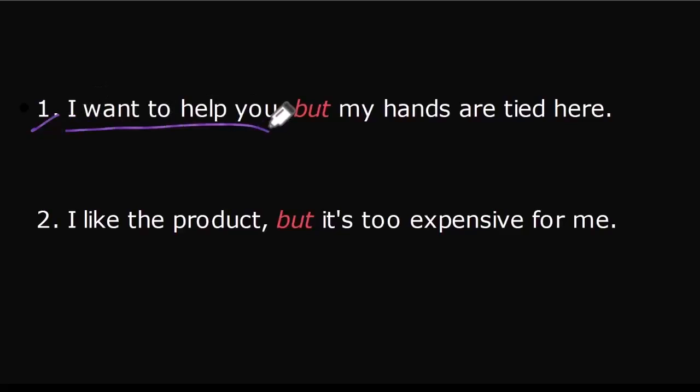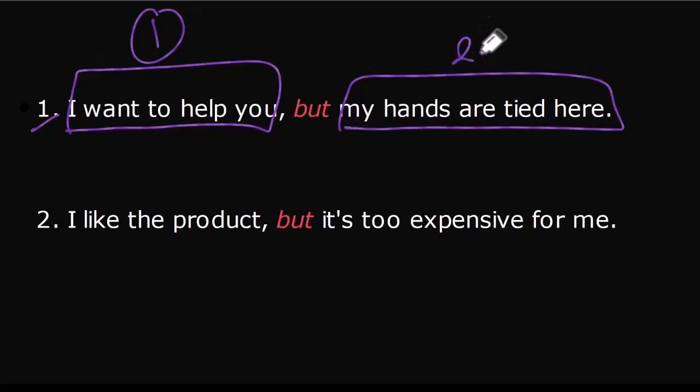I want to help you. That is independent clause number one. I really want to do this, but I can't do this. So there is a contrast. I want to do it, but I can't do it. There is a contrast, and it's being introduced by the conjunction but.